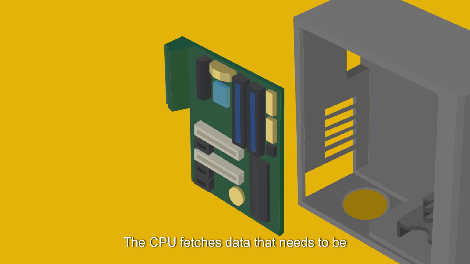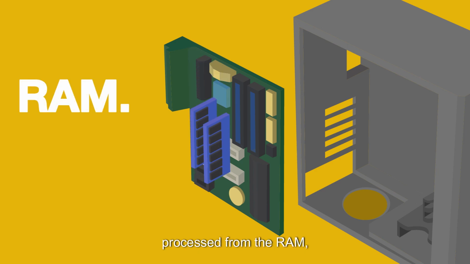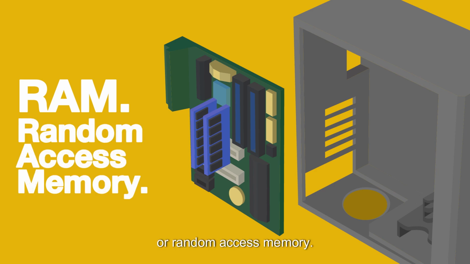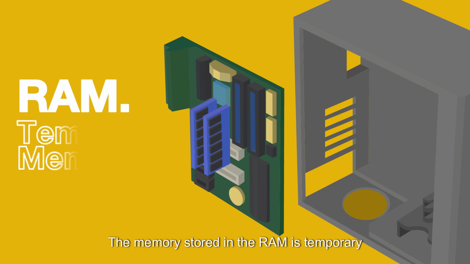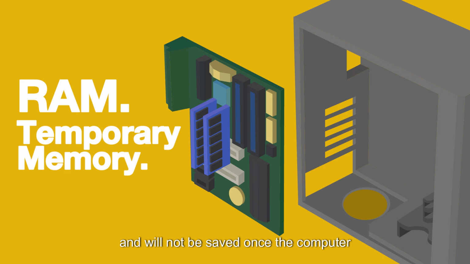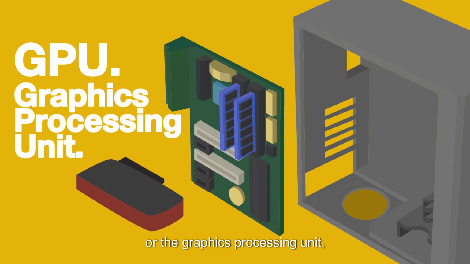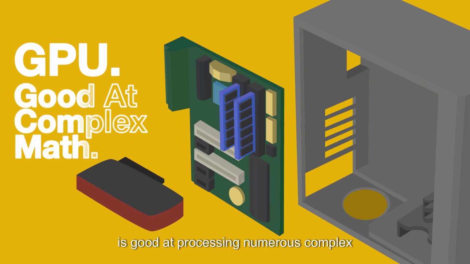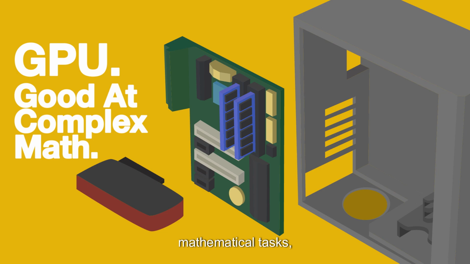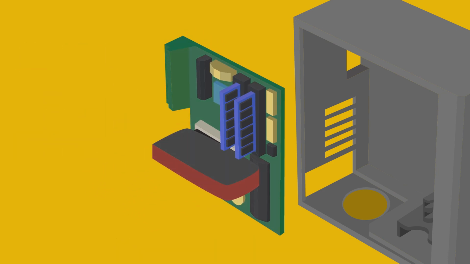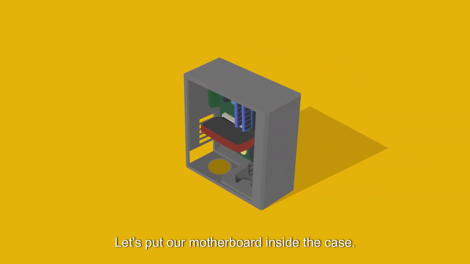The CPU fetches data that needs to be processed from the RAM, or random access memory. The memory stored in the RAM is temporary and will not be safe once the computer powers down. And finally, the GPU, or the Graphics Processing Unit, is good at processing numerous complex mathematical tasks, such as graphic processing and rendering. Let's put our motherboard inside the case.